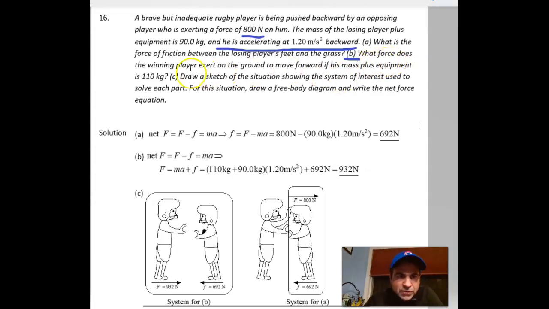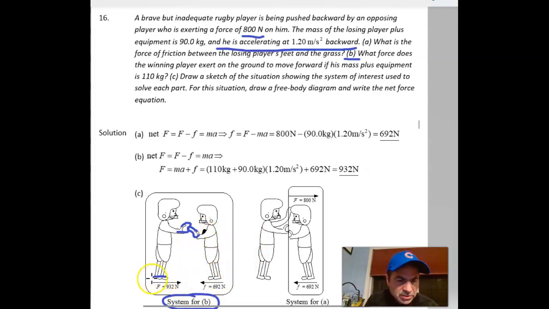And part B says, what force does the winning player exert on the ground to move forward if his mass plus equipment is 110 kilograms? If you look at their drawing, system B, for question part B, it's not a good drawing because they're not even touching each other. So let's draw his hand sticking out a little further, and this guy's hand sticking out a little further. Okay, now they're in contact.